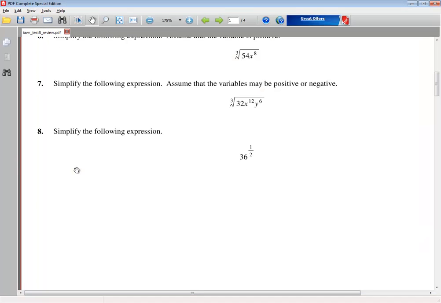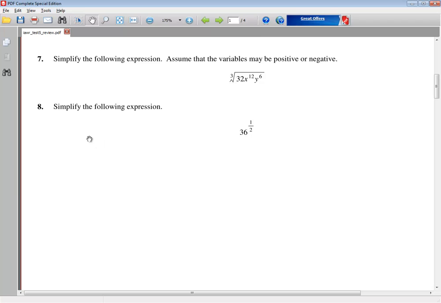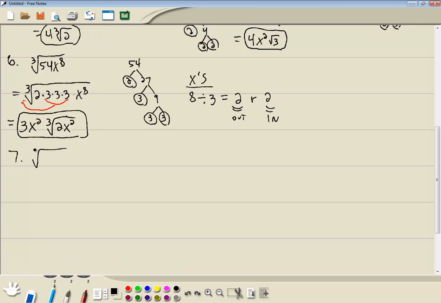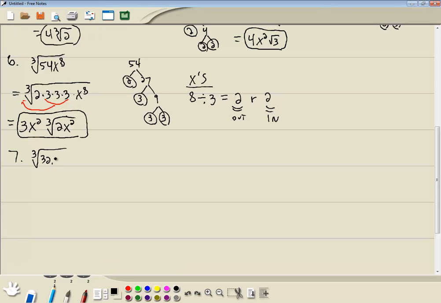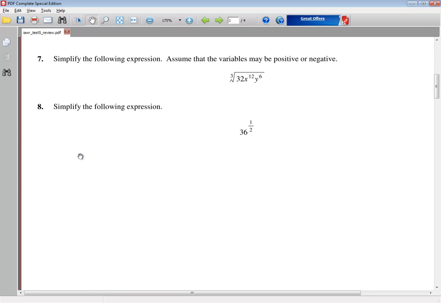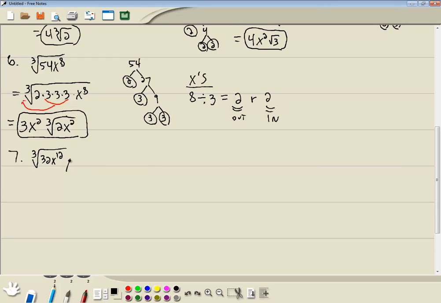And let's see, number 7. We've got the cube root of 32 x to the 12th, y to the 6th. Okay, so for 32, we got 2, 4, 8, 16, 32, x to the 12th, y to the 6th.